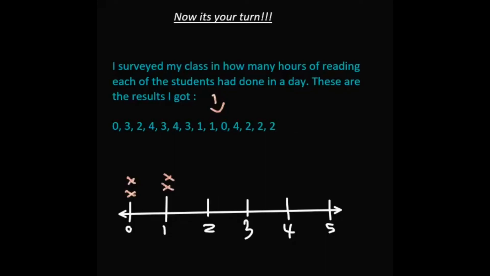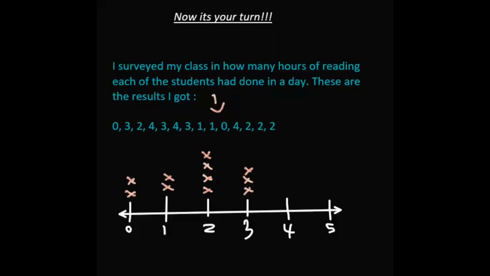Next we have 2 hours. So 1, 2, 3, 4. 4 people. So 1, 2, 3, and 4. Next we have 3 hours. So let's count. 1, 2, 3, and that's it. So 1, 2, 3, and that's it here.